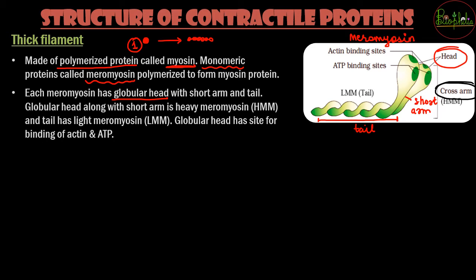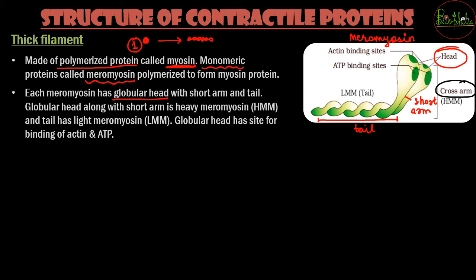So इसके पहले जो हमने देखा था, the cross bridge. So cross bridges are nothing but the connection of this cross arm to the actin filament, that is going to form the cross bridges. So now you know what are cross arms. Cross arms are nothing but the head and the short arm region combinedly called as cross arm. The cross arm is going to be made up of heavy meromyosin.